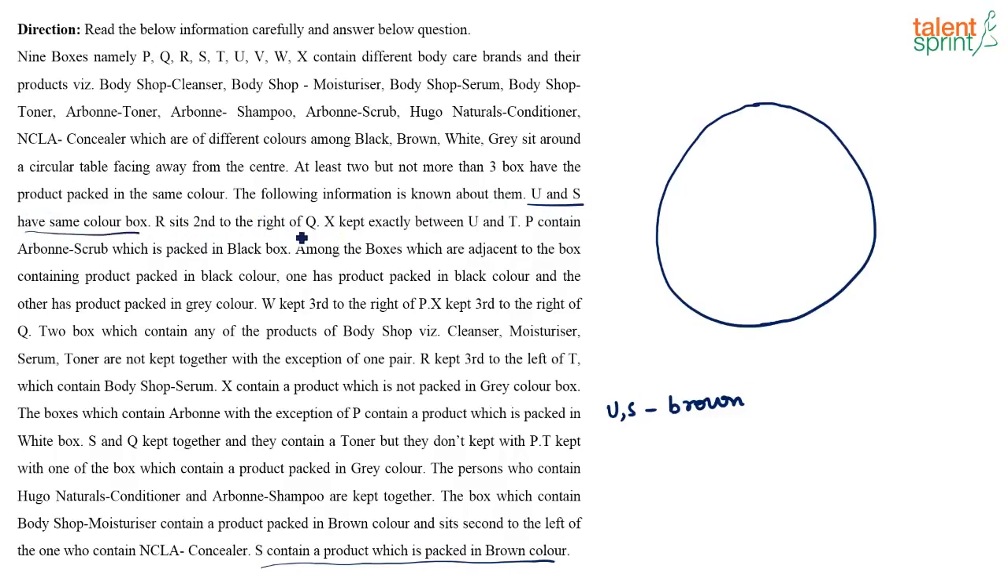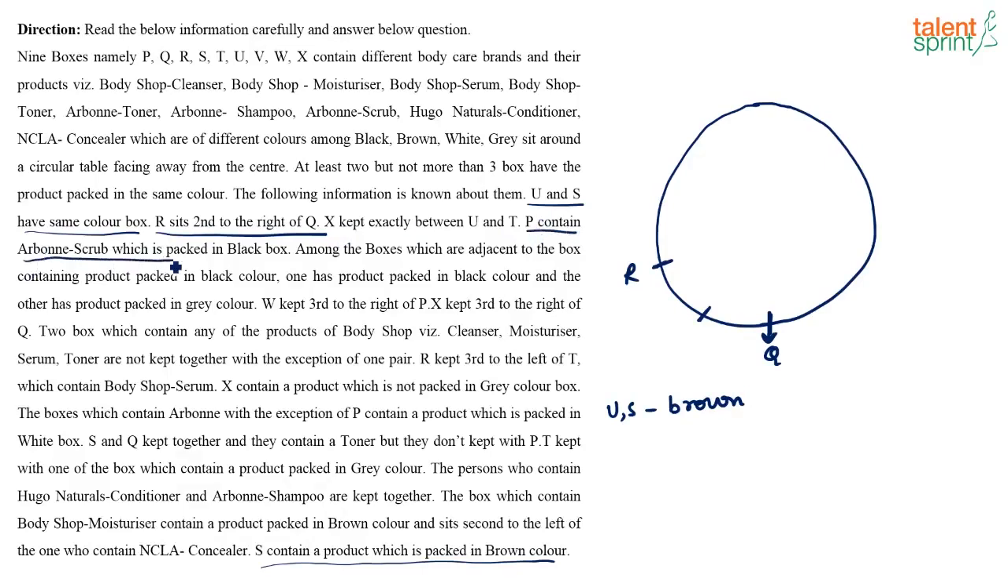R sits second to the right of Q. All the boxes are facing outside, kept away from the center. If I take this to be Q, everything is facing outwards, so where is R? R is sitting second to the right of Q, so this has to be R. I have used that now. Then X is kept exactly between U and T. I don't know where U is, I don't know where T is, so let's wait for that.